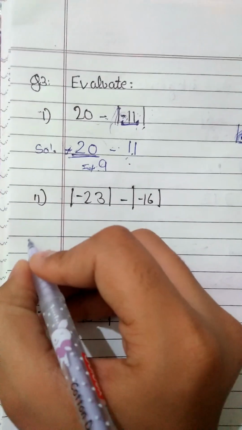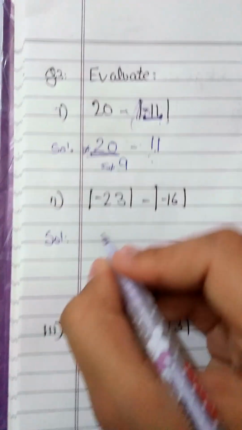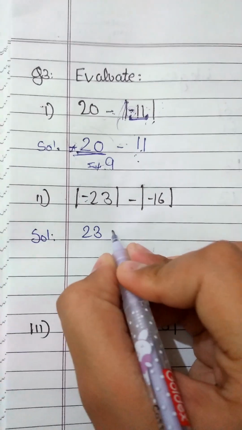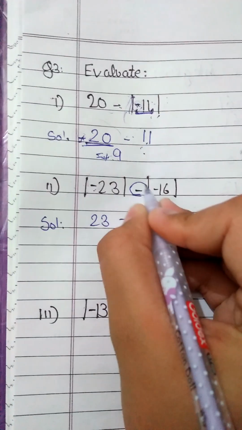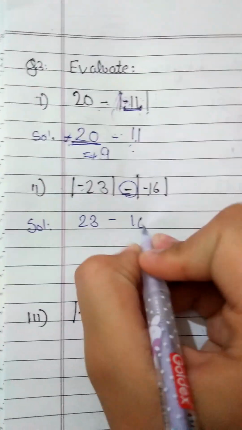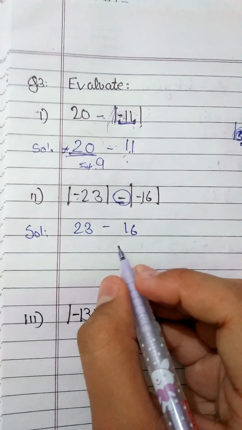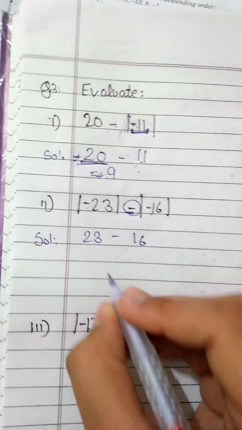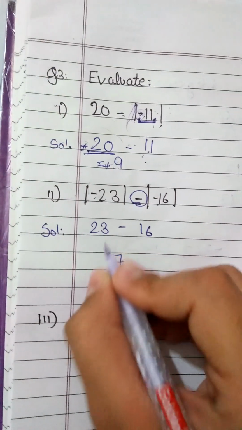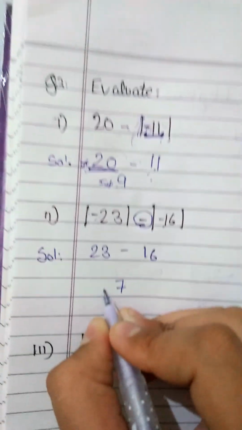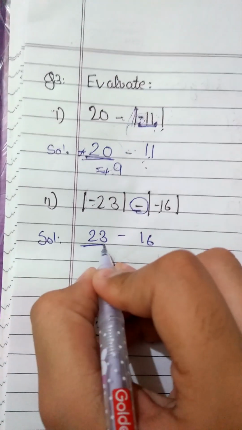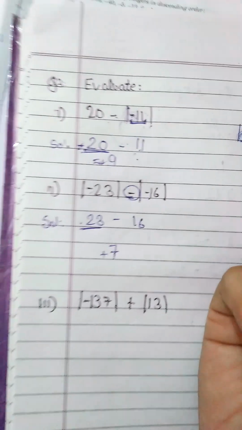So next question, that is minus 23, it will become only 23, minus of this one, and it's 16. So what will be the answer? Yes, the answer is 7, and it's positive 7, because this is the greater one and it is a positive integer.